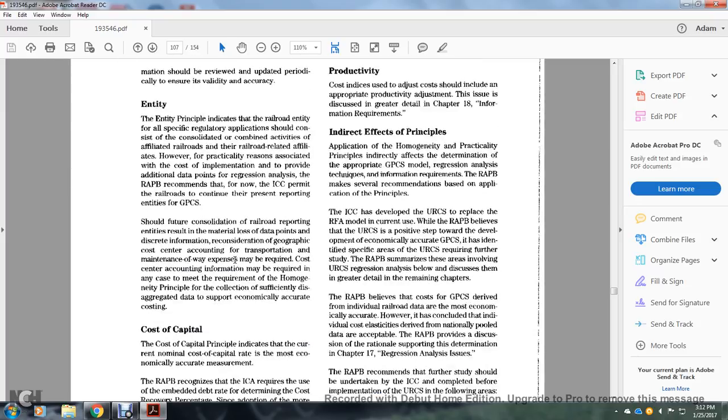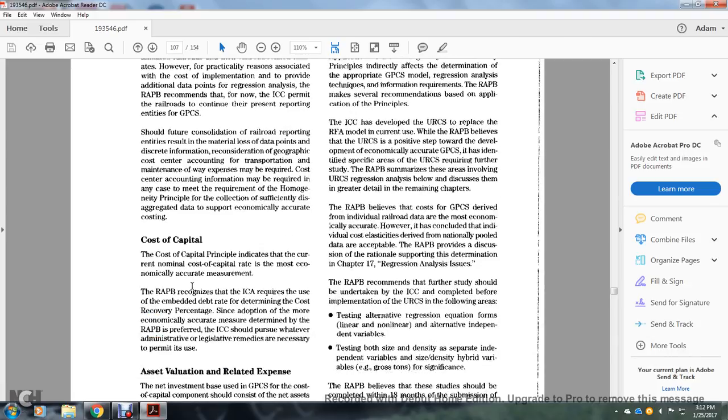The entity principle indicates that the railroad entity for all specific regulatory applications should consist of the consolidated combined activities of affiliated railroads with railroad-related affiliates. However, the particular concern was the cost of implementation to provide additional data points for the regression analysis. The Railroad Accounting Principles Board recommends that the Interstate Commerce Commission permit the railroads to continue with the present reporting entity of the general purpose costing system. Should future consolidated railroad operating entities result in a material loss of data points, discrete information reconsideration, geographical costs, and center accounting, the transportation maintenance of way expense may be required. The center accounting information may be required in any case to meet the requirement of the homogeneity principle for the collection of sufficiently disaggregated data to support economically accurate costing.